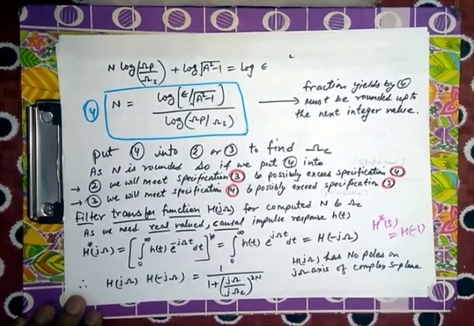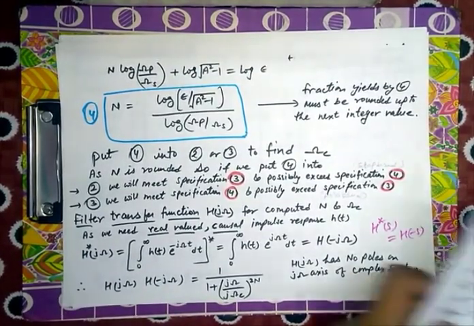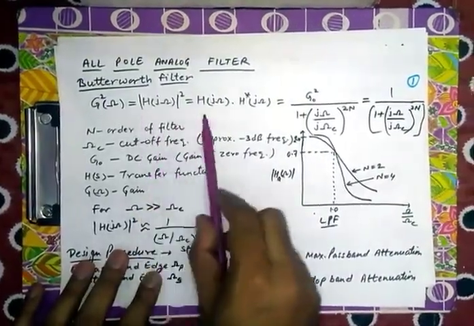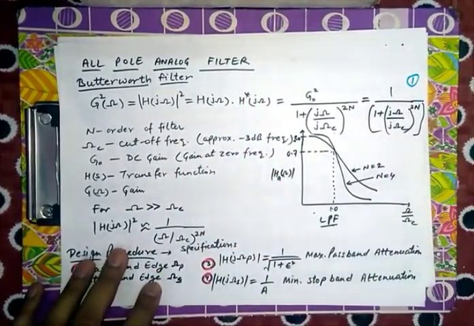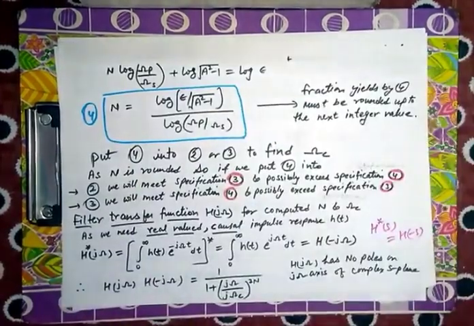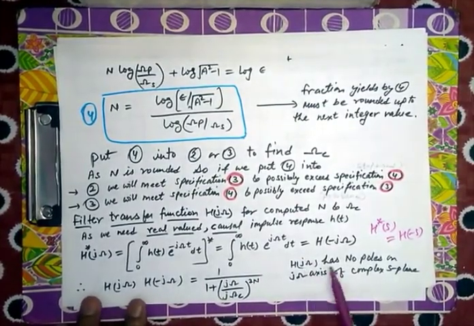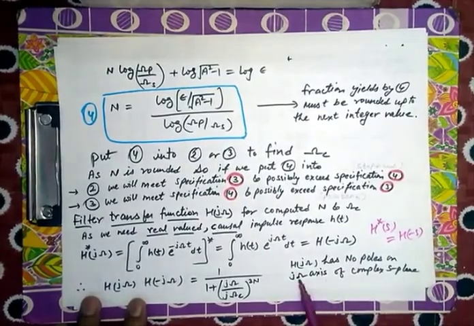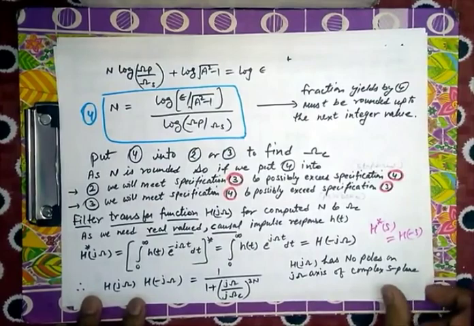So from equation number 1, we can conclude that H of j omega and H of minus j omega, in equation number 1, we have written in square form. H of j omega into H star, the conjugate of j omega, is equal to this value. So putting H star of j omega equal to H of minus j omega, equation number 1 becomes this equation. It means H of s has no poles on the j omega axis of the complex plane. The transfer function which we will build after doing the calculation must have no poles on the j omega complex axis.